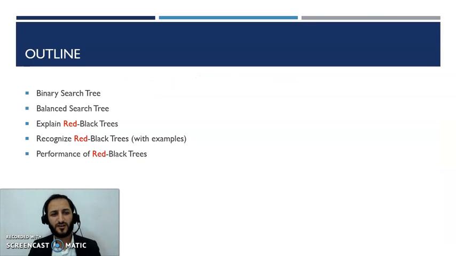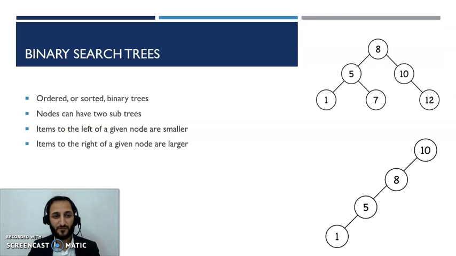In our outline, again, we will start with binary search trees, and that will show the need for balanced search trees, and then we will explain red-black trees, which are a special kind of balanced search trees, and then we will have the examples and we will see the performance criteria in red-black trees.